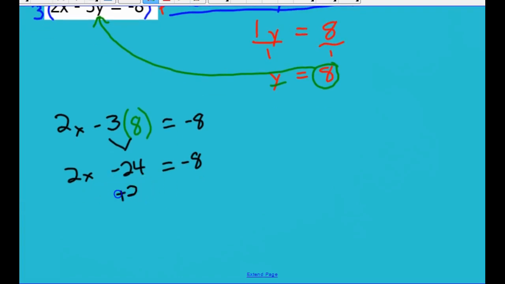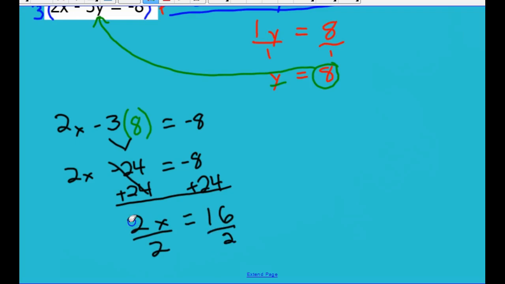Now we're going to add 24. We get 2x equals -8 plus 24, which is 16. Divide by 2, divide by 2, and x equals 8. So our solution comes out to x is 8 and y is 8. So 8, 8.